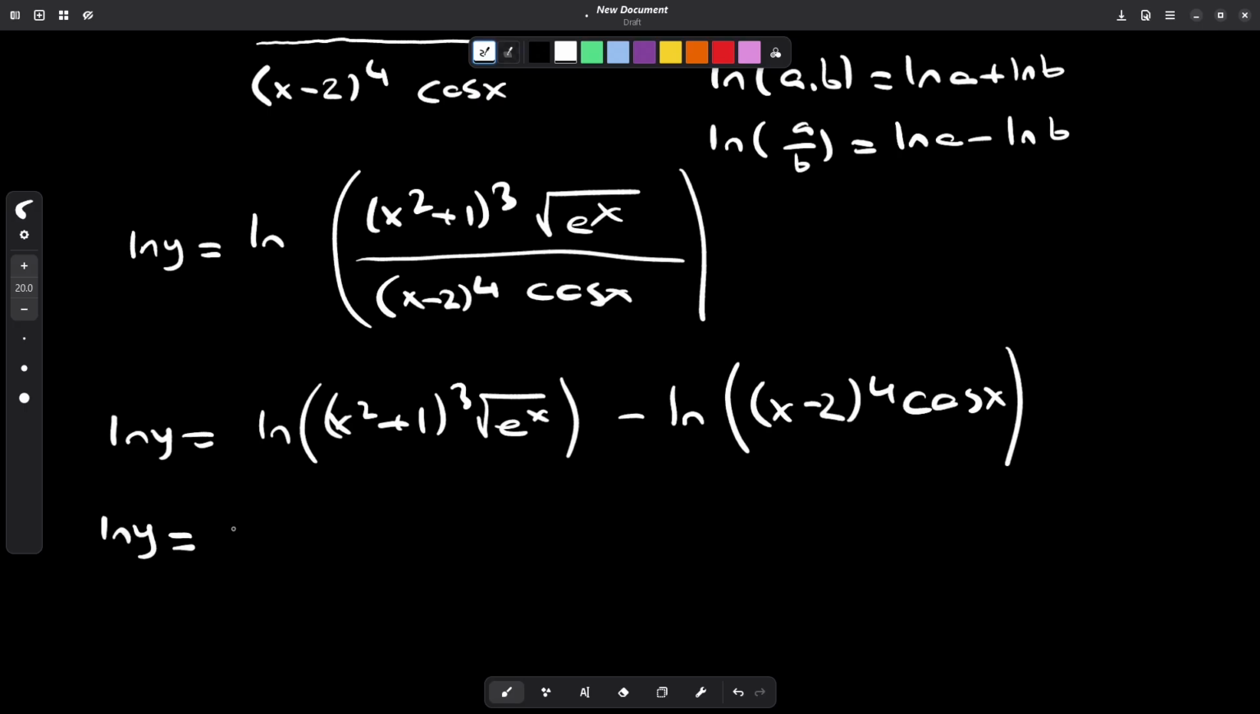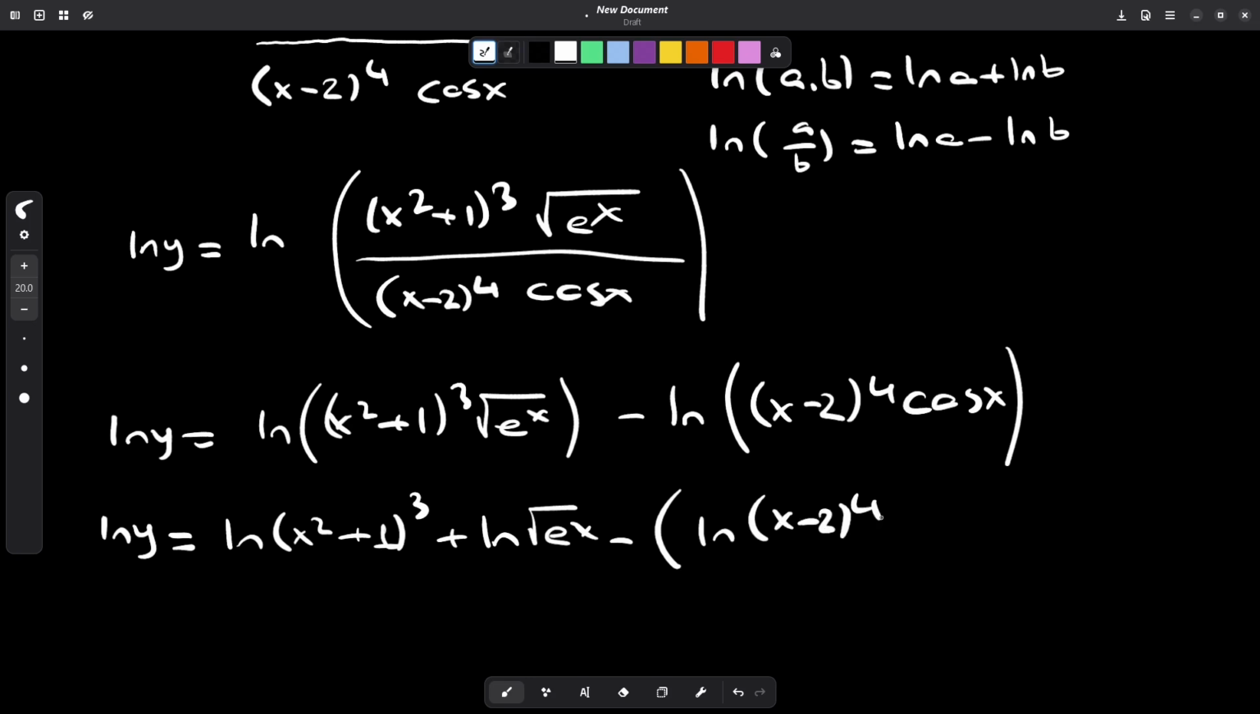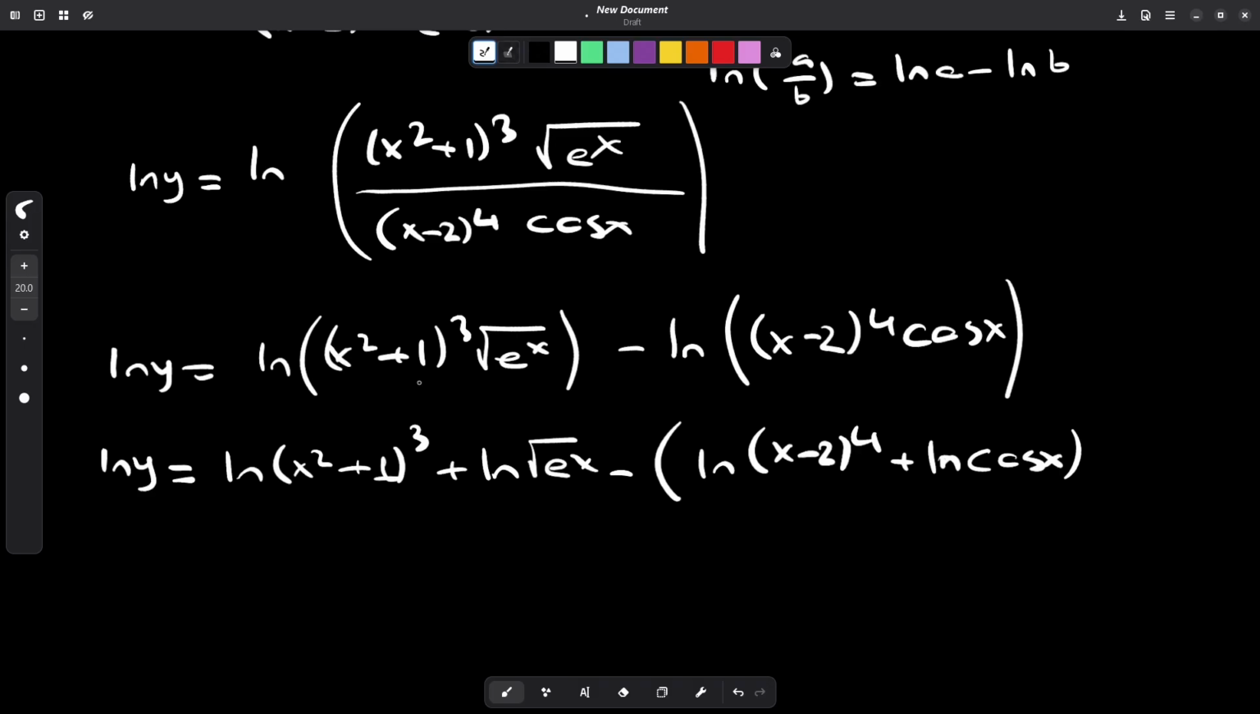ln y is equal to, now using the property again, ln of x squared plus 1 to the third power, plus ln root e to the x, minus ln of x minus 2 to the fourth power, plus ln cosine x. You might say this is still taking too long, but I am going step by step just to show every property. You can skip some of these steps to go faster.